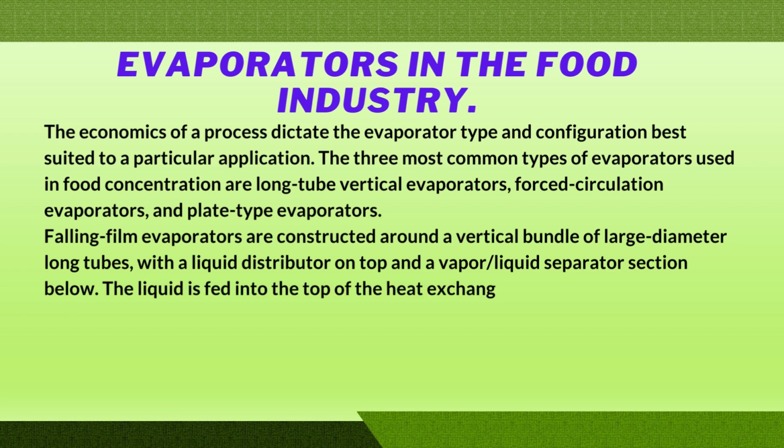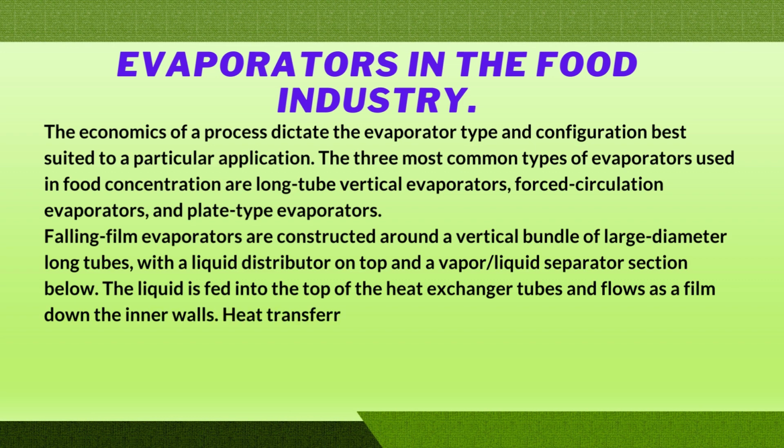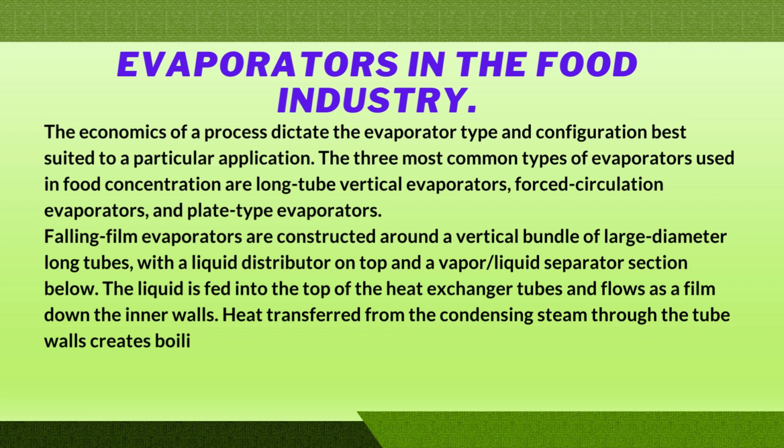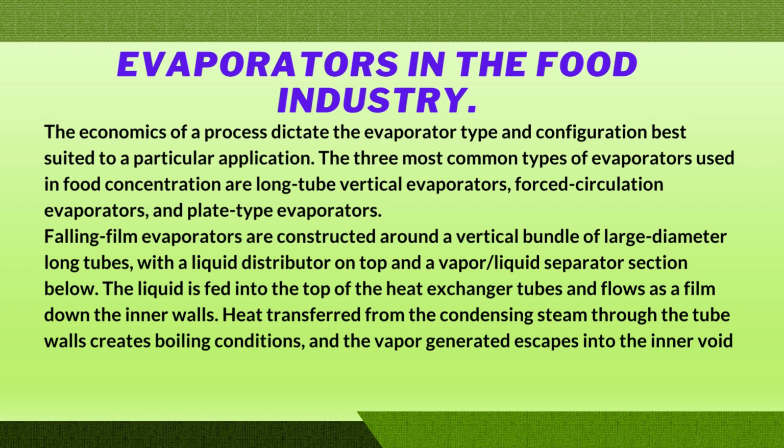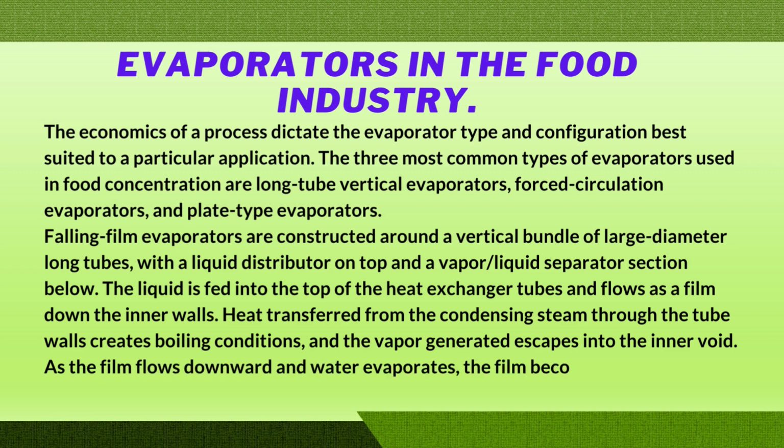The liquid is fed into the top of the heat exchanger tubes and flows as a film down the inner walls. Heat transferred from the condensing steam through the tube walls creates boiling conditions, and the vapor generated escapes into the inner void. As the film flows downward and water evaporates, the film becomes thinner and the liquid becomes more viscous.